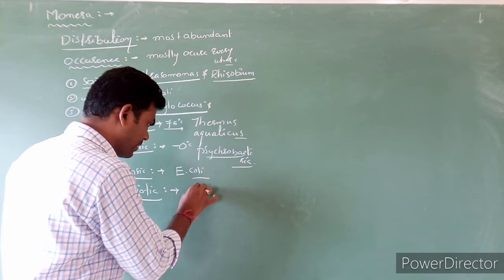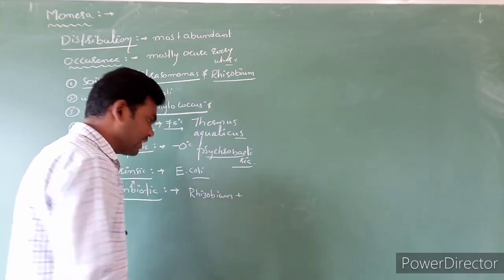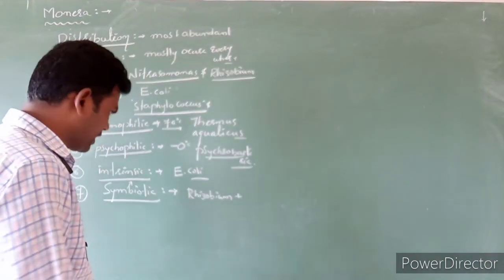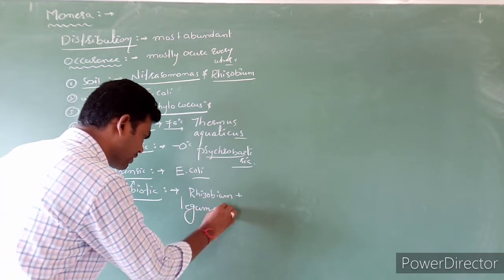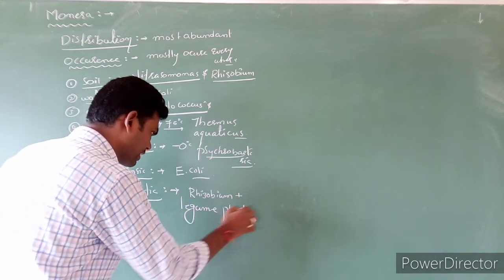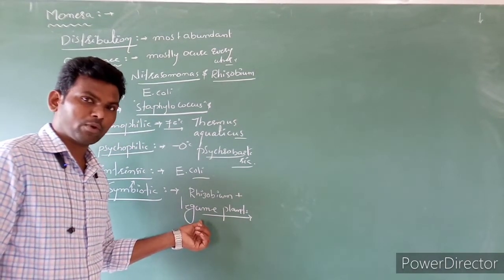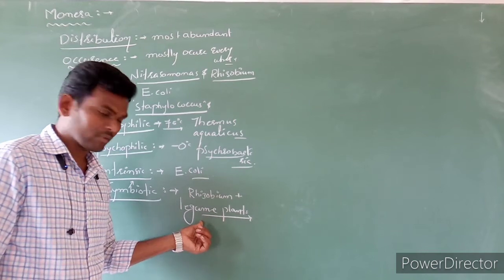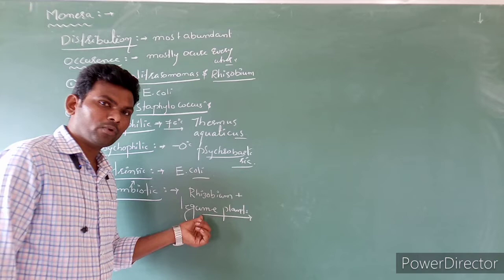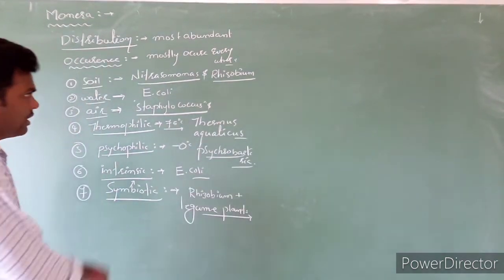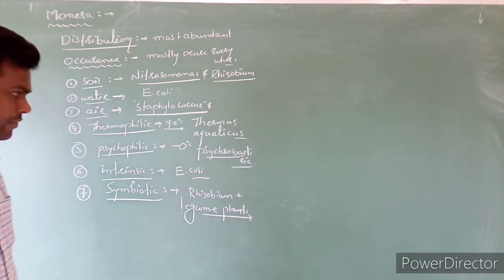Here, Rhizobium bacteria, that is associated or symbiotic with legume plants, like bean plants. Beans belong to the leguminosae or leguminous family. So this Rhizobium bacteria is going to associate with legume roots. So this is actually the distribution as well as occurrence of bacteria.